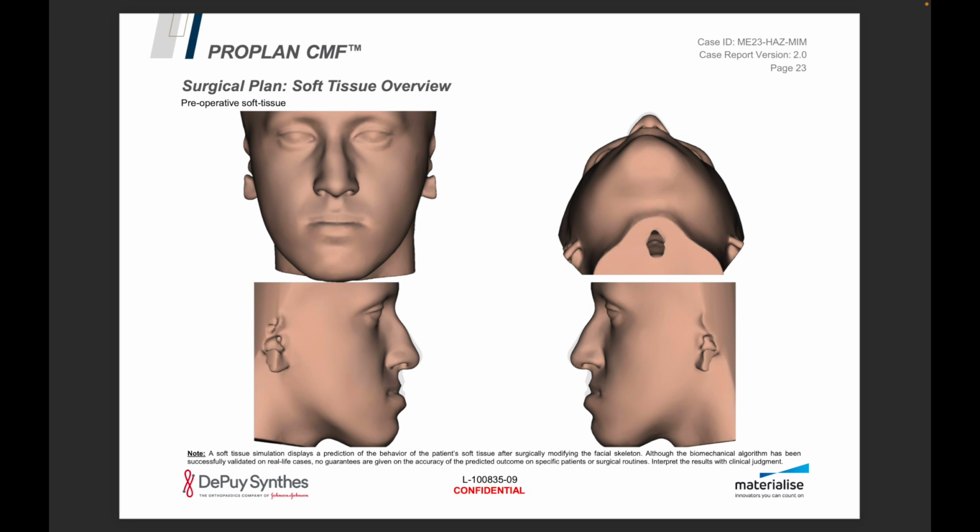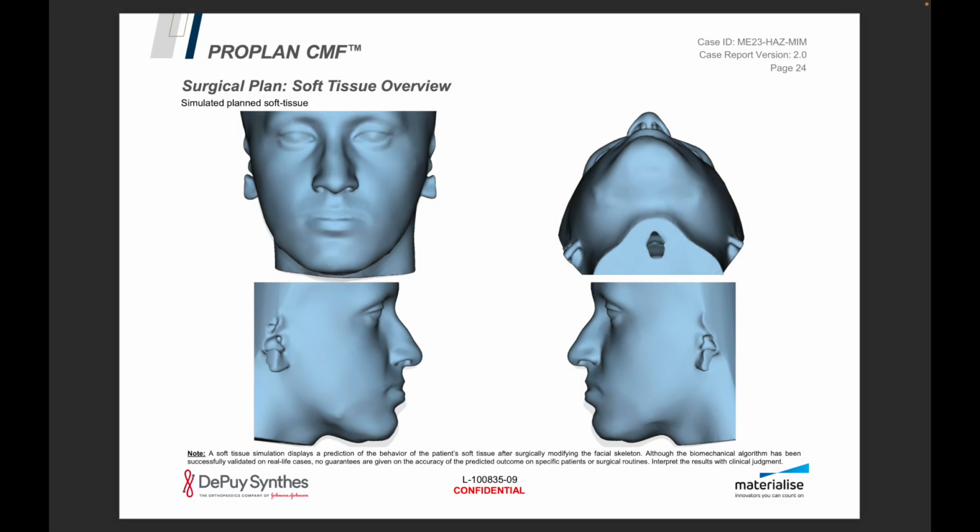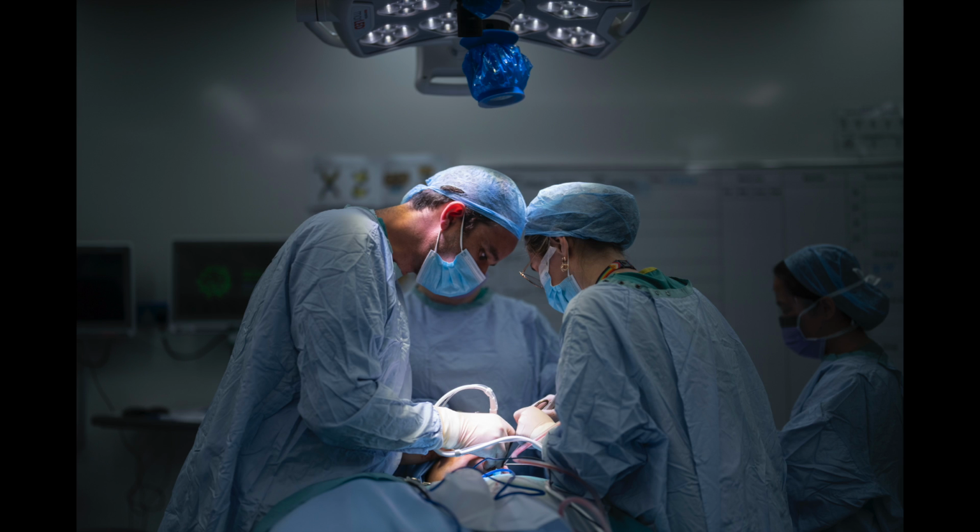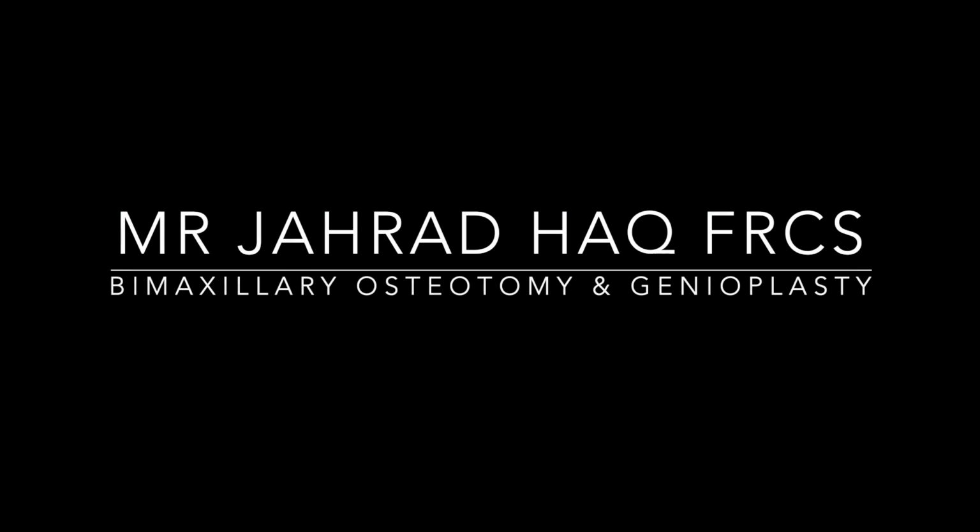Soft tissue predictions, as you can see, before and after, giving some idea of how things are going to look after the surgery. Patient then goes to the operating room, and I will look forward to joining you for part 2 to demonstrate the initial stages of surgery for the Le Fort osteotomy, followed by the bilateral sagittal split osteotomy and genioplasty.